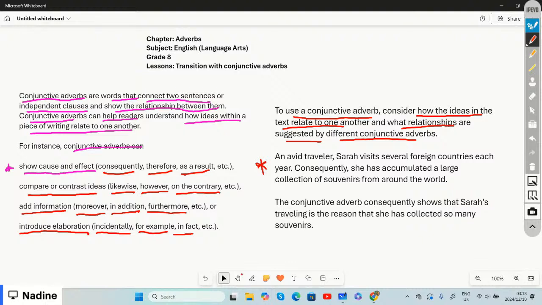So an avid traveler, Sarah, visits several foreign countries each year. Consequently, she accumulated a large collection of souvenirs from around the world. Consequently, it shows either cause or effect of something. This is the effect of her traveling. So since she's been traveling, she's been collecting a whole lot of souvenirs. So which means that that word consequently over here.